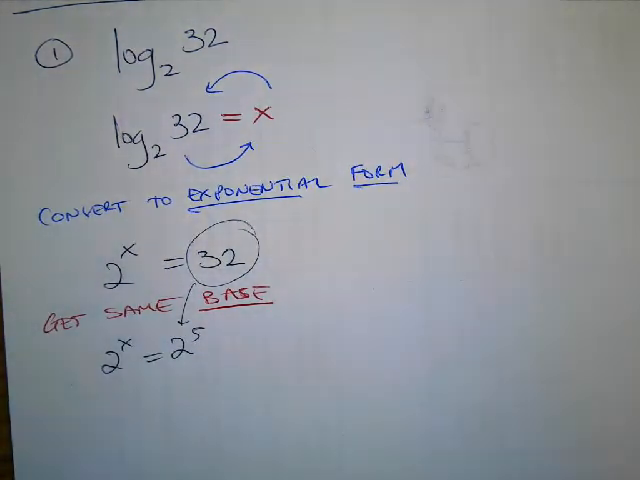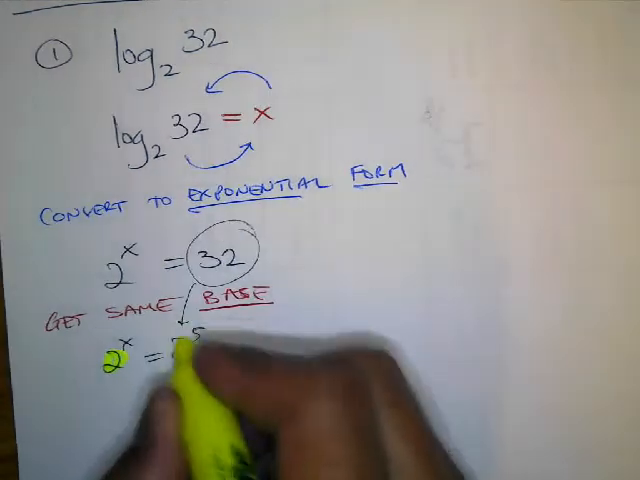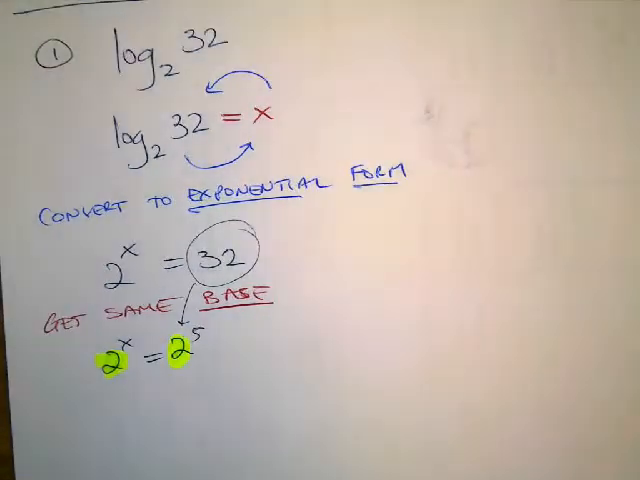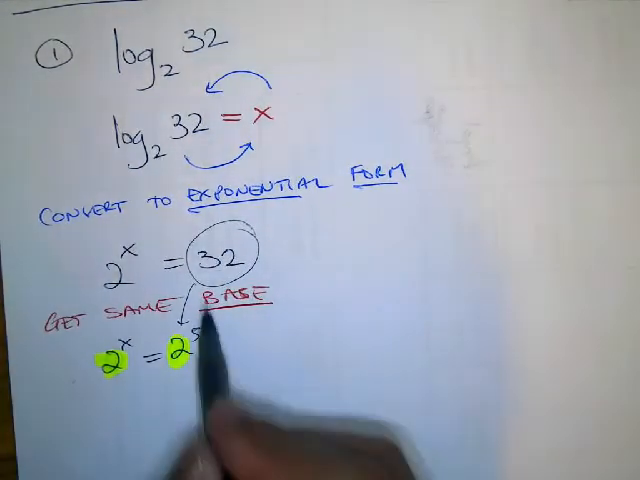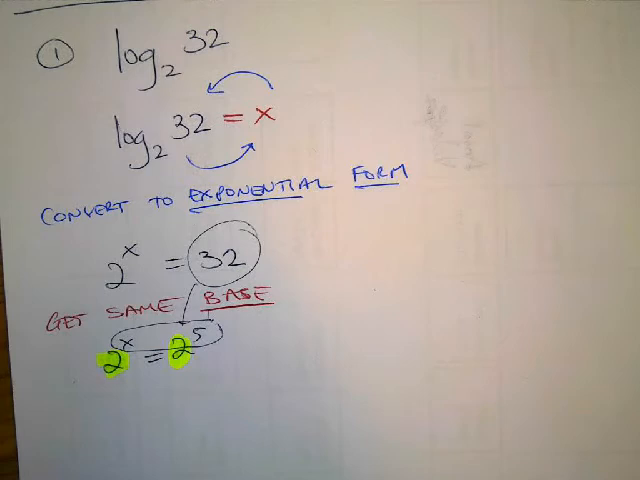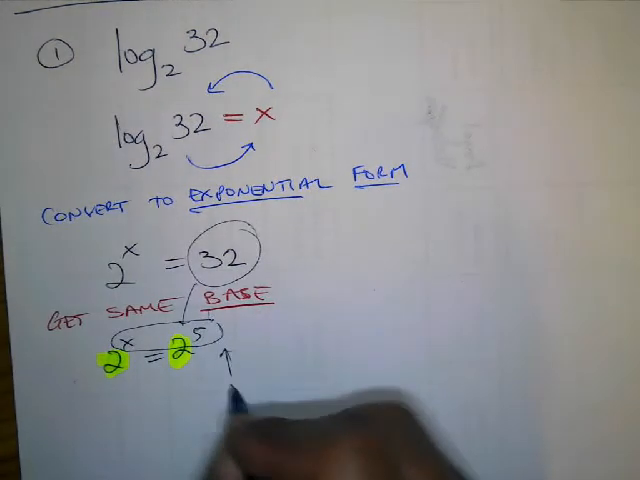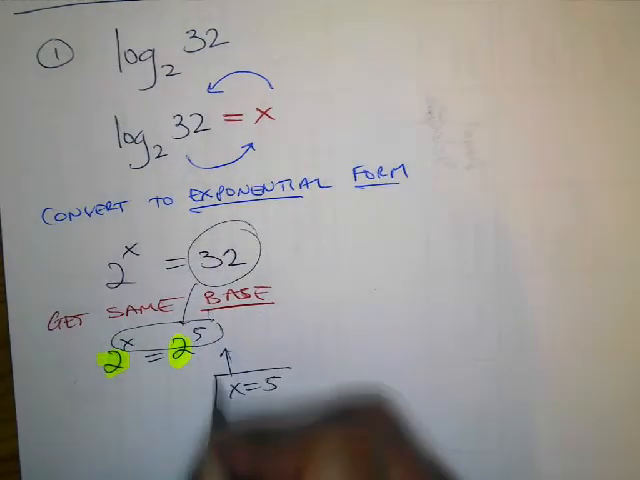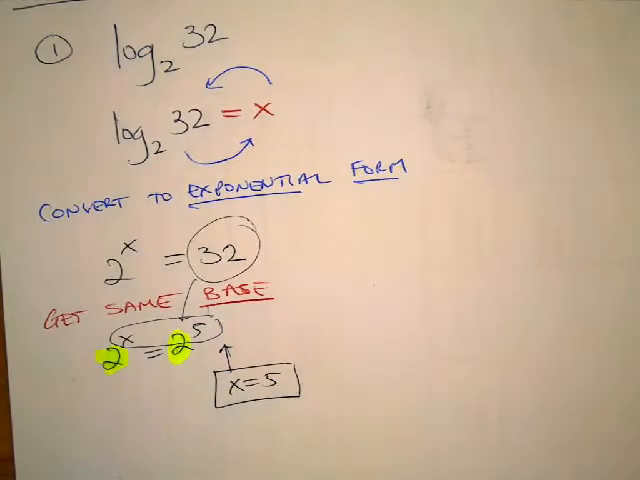Right, and once these bases are the same, then we're supposed to solve what's up here, but you know, there's nothing to solve. It says what? X is equal to 5. Right?